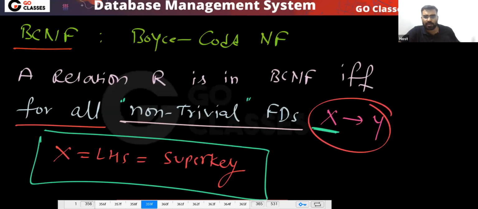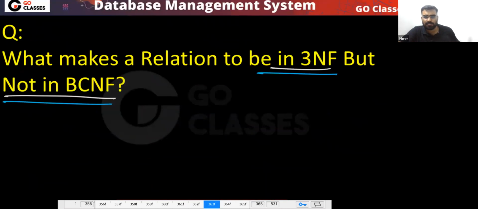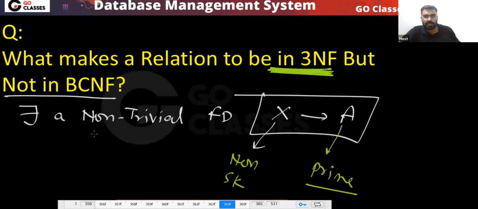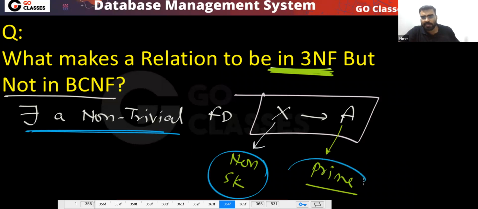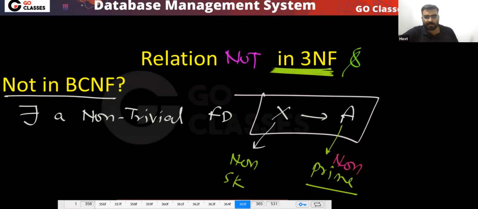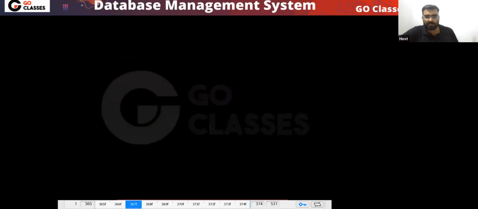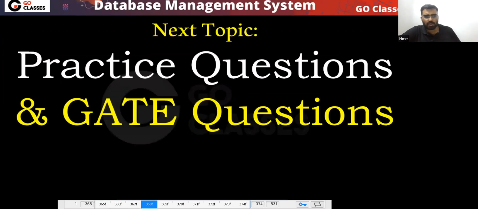So tell me, is this point clear to everyone? This is what I'm saying: there exists a non-trivial FD where a non-super key determines a prime attribute. Then your relation is in 3NF, but not in BCNF. Okay, now let's solve some questions.